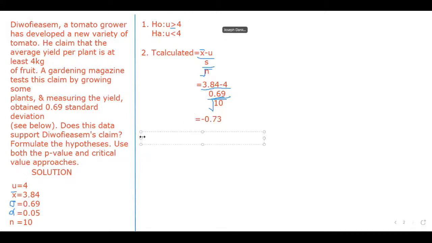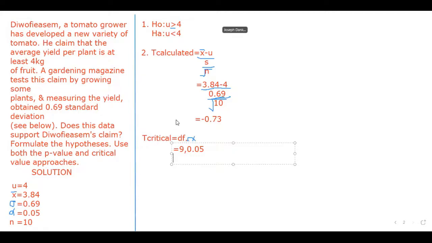Now we move on to find our T critical, right? For T critical, we need the degrees of freedom and the alpha. The degrees of freedom is N minus 1. I'm not going to write this because I wrote it in the previous question. So 10 minus 1 gives us 9. Alpha is 0.05. We are going to use these to look for our critical value from the table.